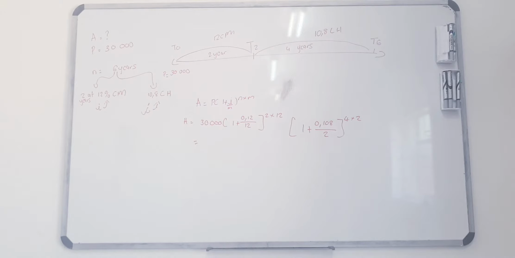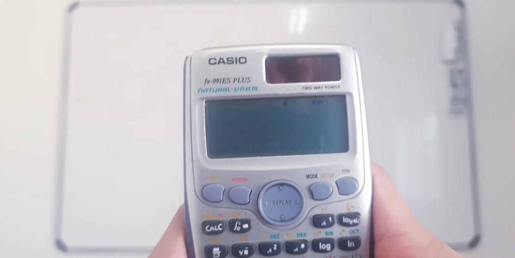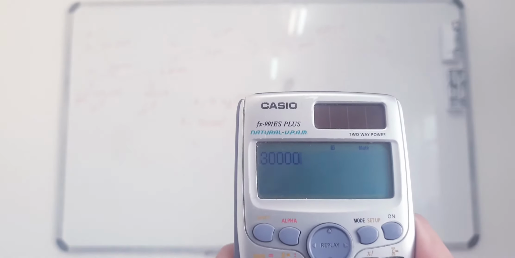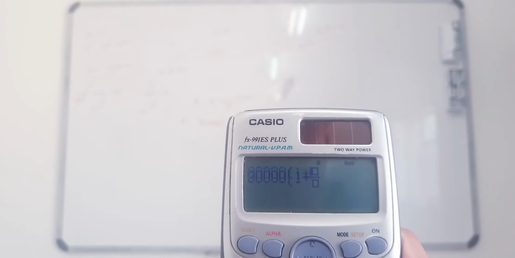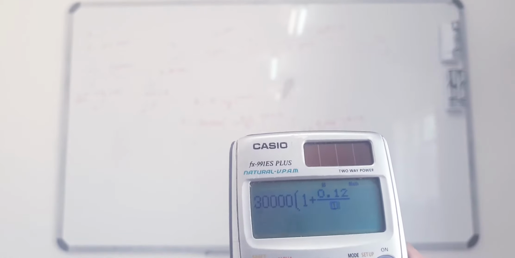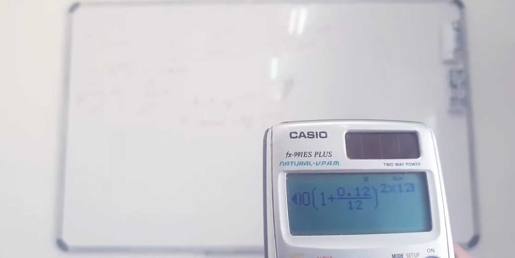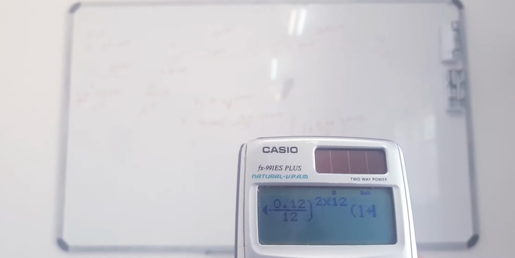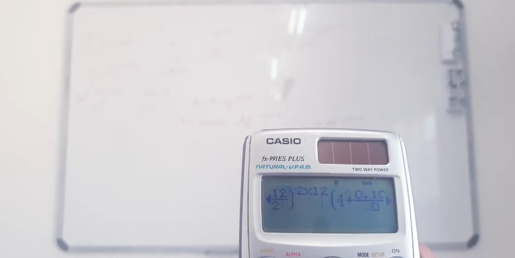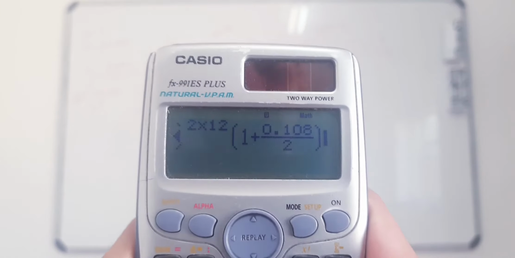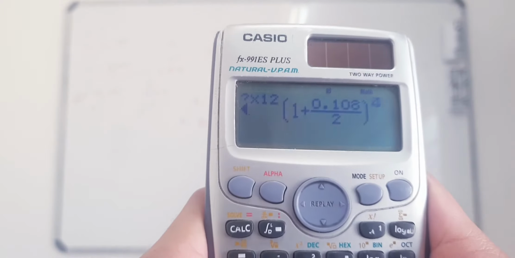So let's have a look. If you plug this in your calculator, how would it look? Right. So you're going to basically have this here, right? So you're going to have 30,000 into 1 plus 0.12 all over 12, close to the power of 2 multiplied by 12. Then 1 plus 0.108 all over 2, raised to the power of 4 multiplied by 2.